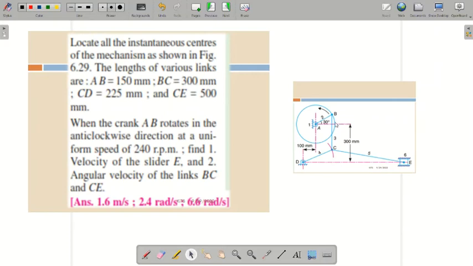In the question, they have asked us to find the velocity of the slider E. Where is the slider? So this is the slider. We have to find the velocity of this slider E. Then we have to find out the angular velocity of the link BC. We have to find out the angular velocity of this link. Then we have to find out the angular velocity of the link C. We have to find the angular velocity of this link also.